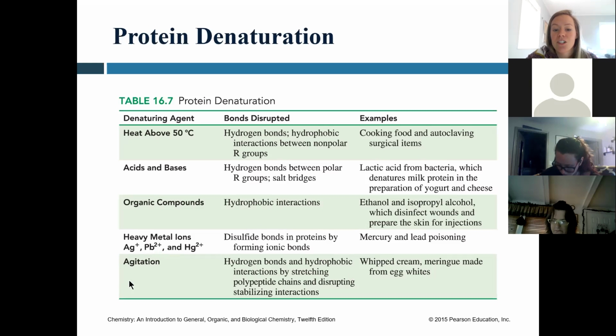And then agitation. One way that we can agitate, like you can take egg whites and you can whip them to form a meringue, or whipped cream when we whip heavy cream into yummy whipped cream. We are stretching out these polypeptide chains. We're breaking some of the hydrophobic bonds.